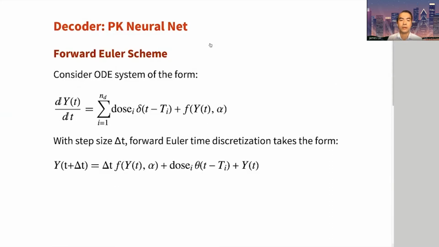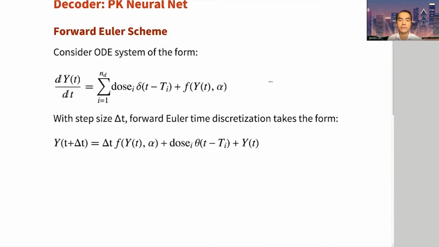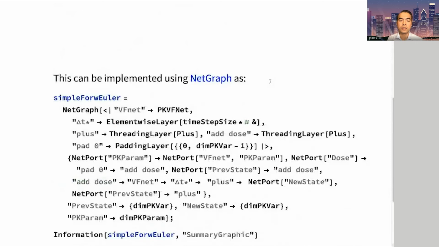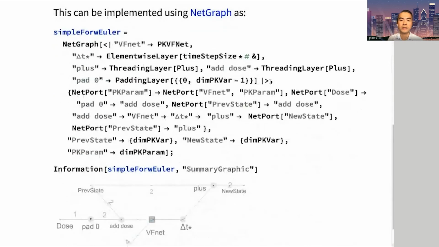Since we are trying to solve an ODE system, we need to choose a numerical integration scheme. For simplicity, we went with the forward Euler scheme, where with the step size delta t, the state y at t plus delta t is given by this equation that you see here. And this equation can be implemented quite compactly with Wolfram Language and the results visualized. So the code for this is shown here.